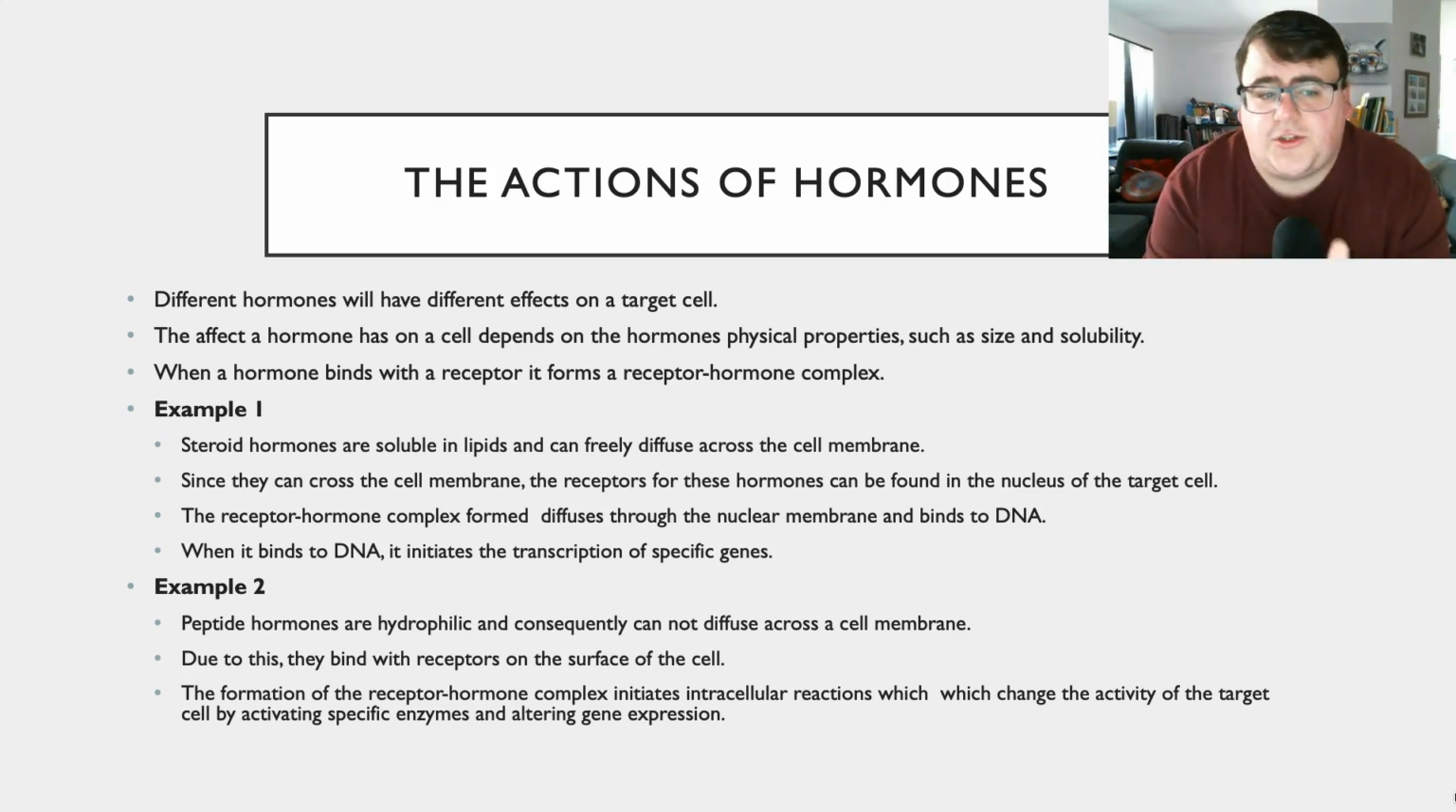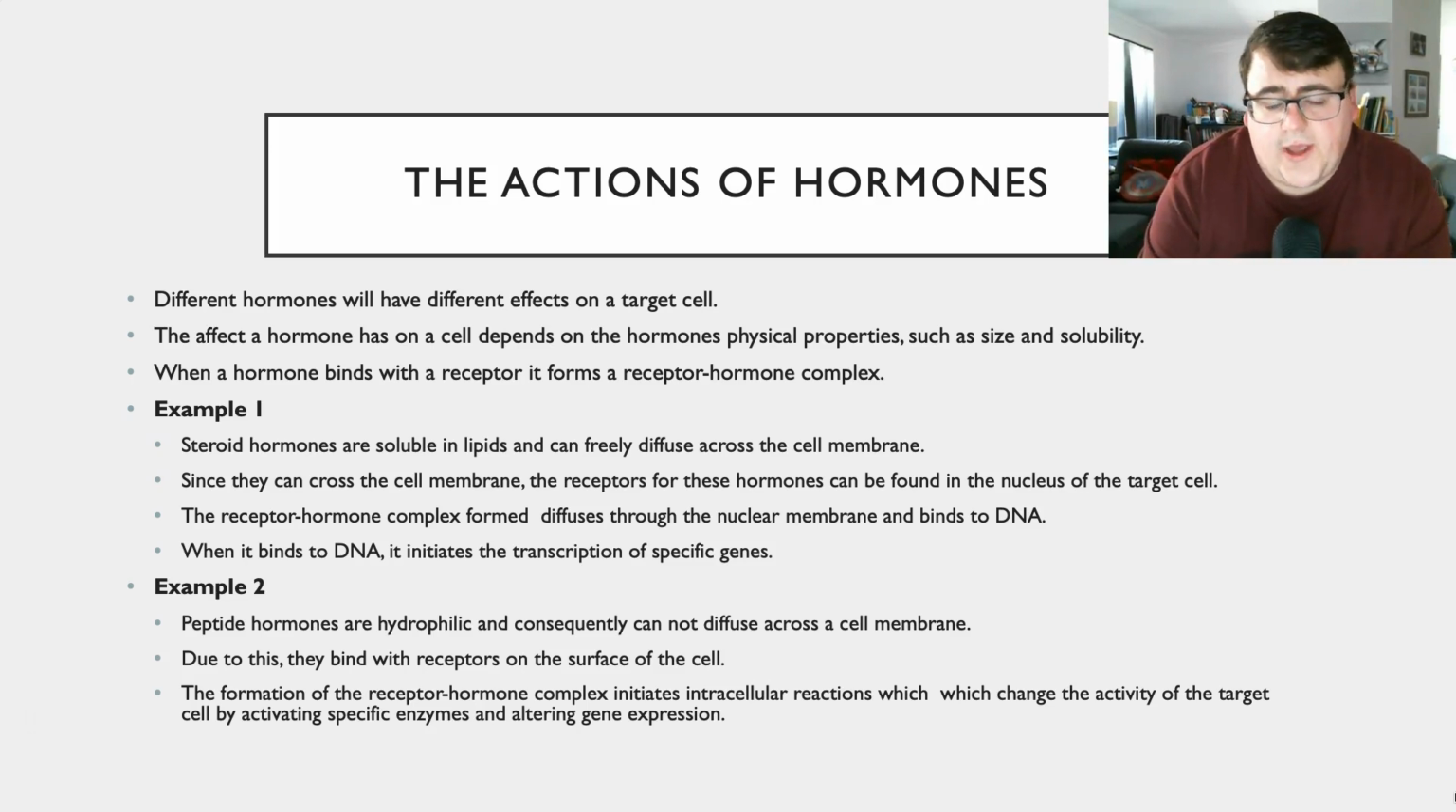So what exactly do hormones do? Different hormones obviously have different effects on a target cell. It all depends on what hormone's actually been released. The effect that a hormone is going to have on that cell will depend on the physical properties of that hormone, such as the size of the hormone or the solubility of the hormone, etc. When the hormone does bind with the receptor though, it forms something called the receptor hormone complex, and that's when you start to see effects in the cell.